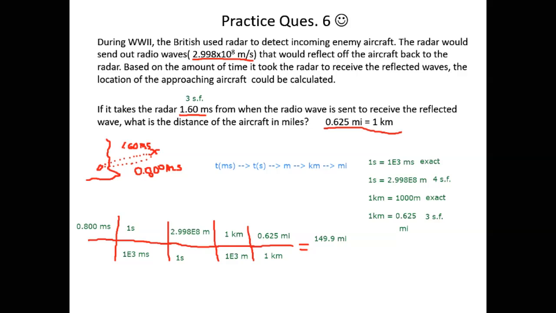So we need to round this to 3 significant figures, so it becomes either 150. or 1.50 e to the 2nd miles. Either one is acceptable. So again, when you have a combination of different types of conversion factors and numbers, you've got to look and see which number has the fewest significant figures. And in this case, it was 3, so our answer should have 3 significant figures.